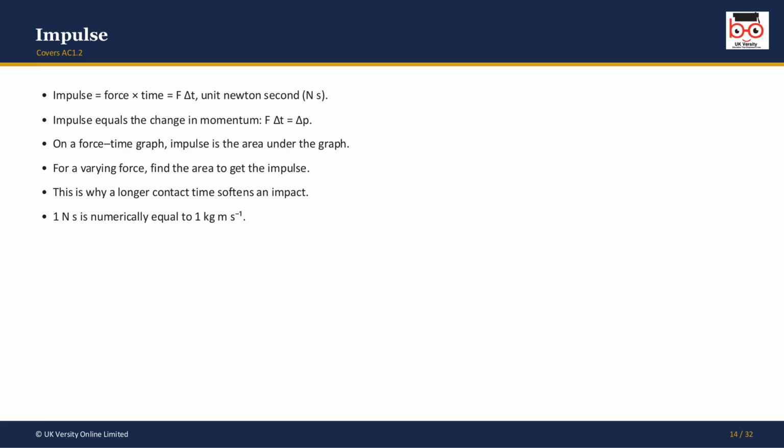Closely related is impulse, which is force times time measured in Newton seconds. Impulse equals the change in momentum, so force times the time interval gives you the change in momentum. On a force against time graph, the impulse is simply the area underneath, and for a force that varies, finding that area is how you get the impulse. This is the reason a longer contact time softens a blow. And note 1 Newton second is numerically the same as 1 kilogram meter per second.